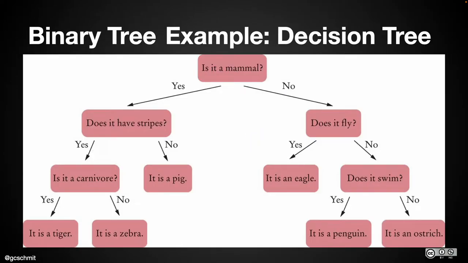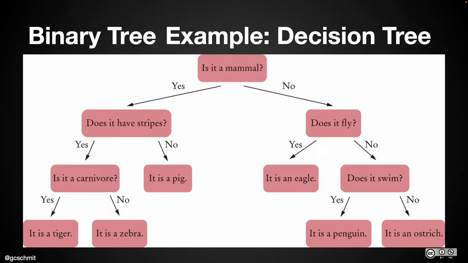Very often in computer science, we don't need an arbitrary tree. We really only need a tree that has at most two children, a left node and a right node, a true node and a false node. And we call those binary trees, because each node has at most two children.